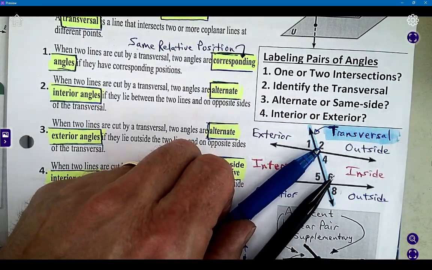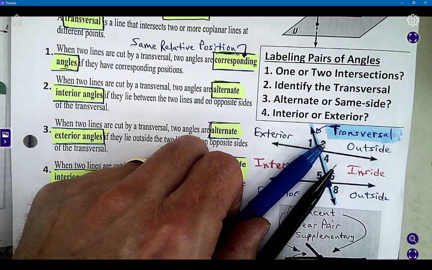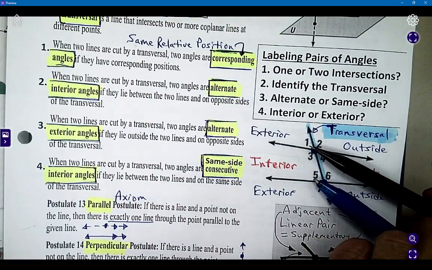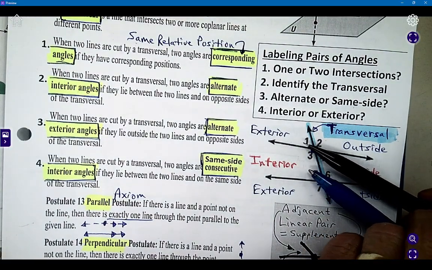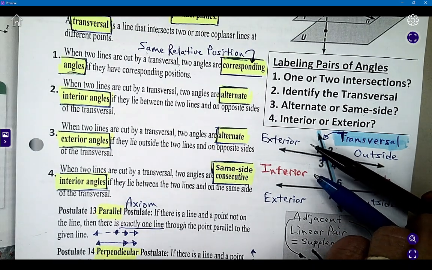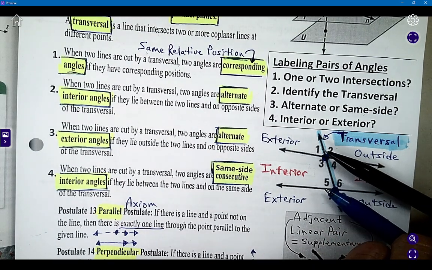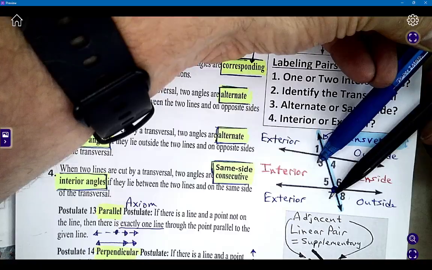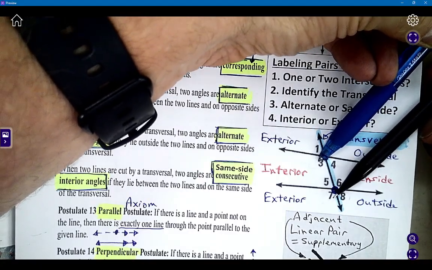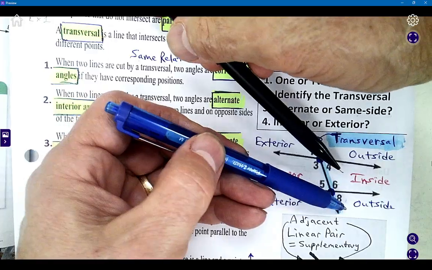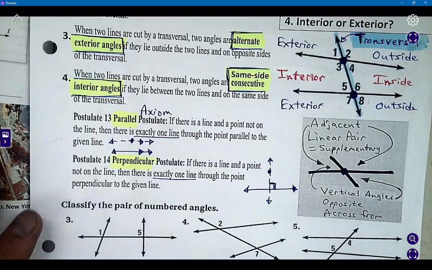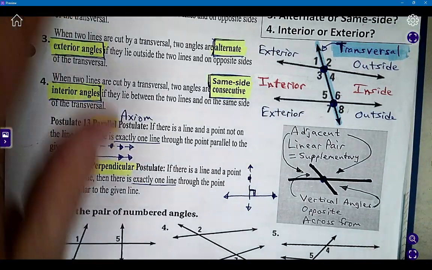Maybe I can show it this way. They're both up in the top right position. Notice that angles 1 and 5 also correspond to each other. They're also in the top left position of their respective intersections. And then angles 3 and 7 correspond to each other, and angles 4 and 8 correspond to each other. All right, so that was a lot. I went very quickly through that.